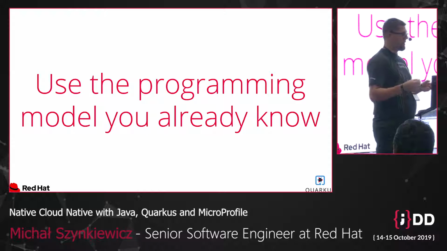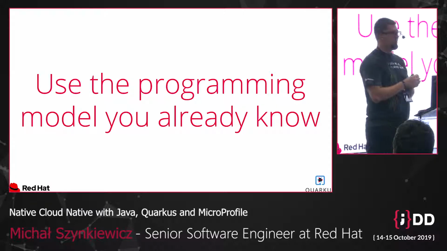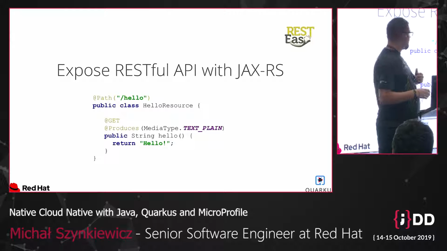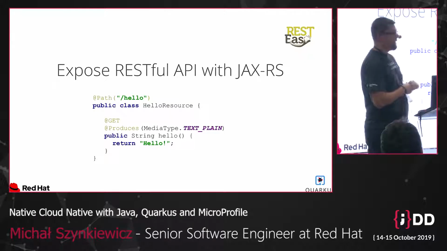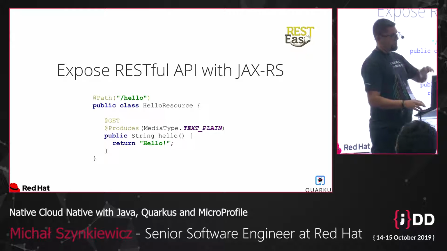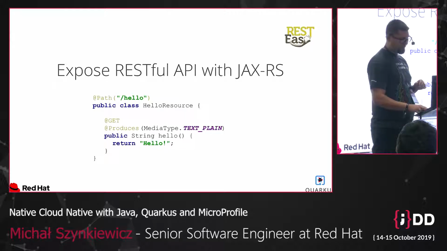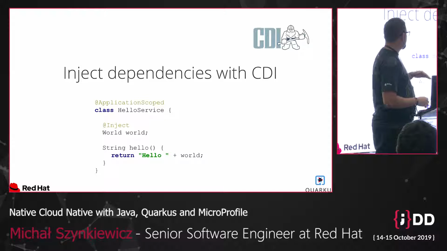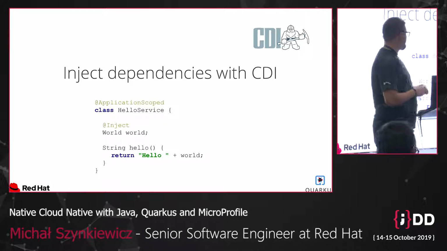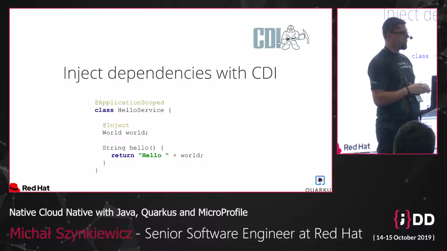The other plus side of Quarkus is that you can use the model that you already know. You can write the stuff the way you used to do it. So you can expose RESTful APIs with JAX-RS or Spring MVC if you prefer Spring MVC. But underneath, it will be translated to JAX-RS anyway. You can inject dependencies with CDI, but you can use @Autowired, etc., and scope-defining annotations from Spring as well.